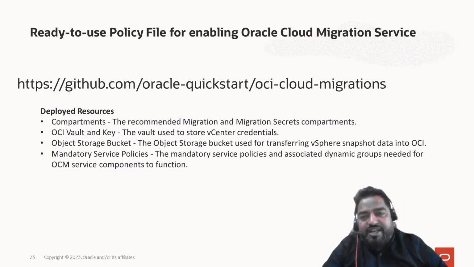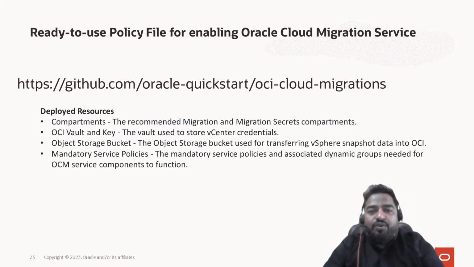OCI Vault and Key, as I discussed, while we are configuring our OCB agent, it will communicate to your OCI tenancy. To enable this communication, we need to have the vCenter server credentials, which will allow you to communicate with the on-premises vCenter server.